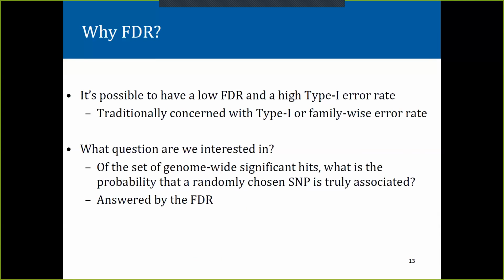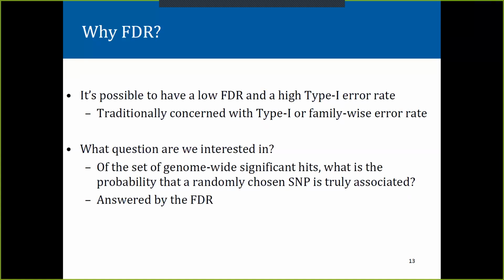I wanted to highlight one quick point about why I am focusing on the false discovery rate. A lot of times when we look at these methods, we spend more time thinking about the type 1 error rate or the family-wise error rate. And especially because with MTAG, it's possible to write out settings and genetic architectures where the false discovery rate is quite low, but the type 1 error rate is very high.